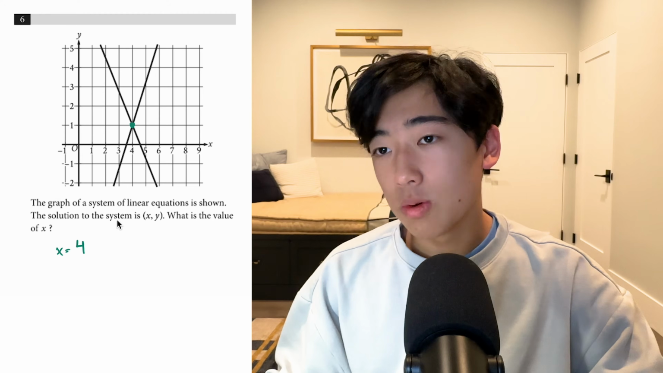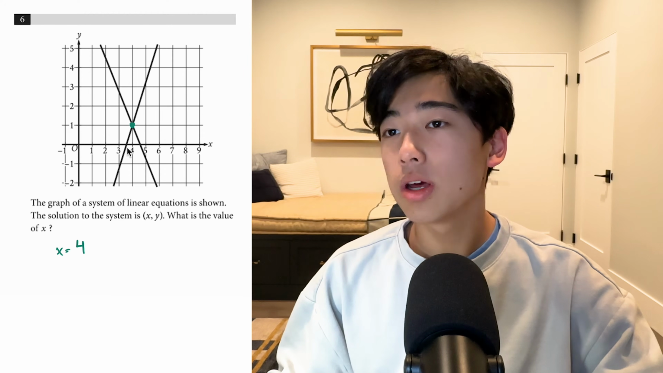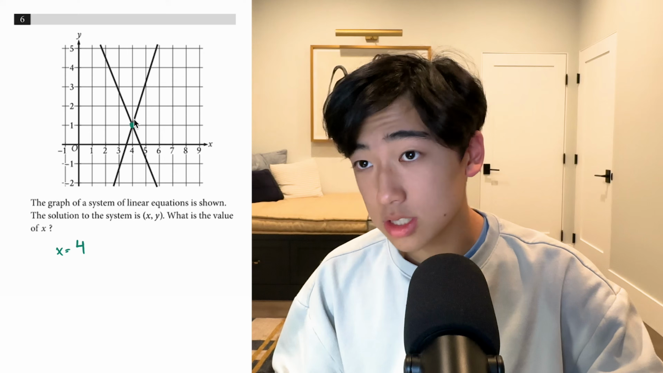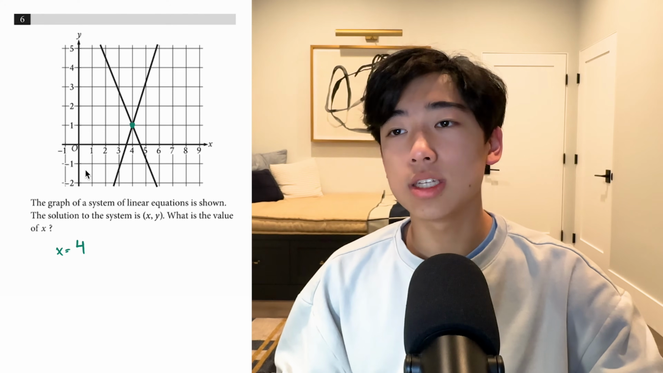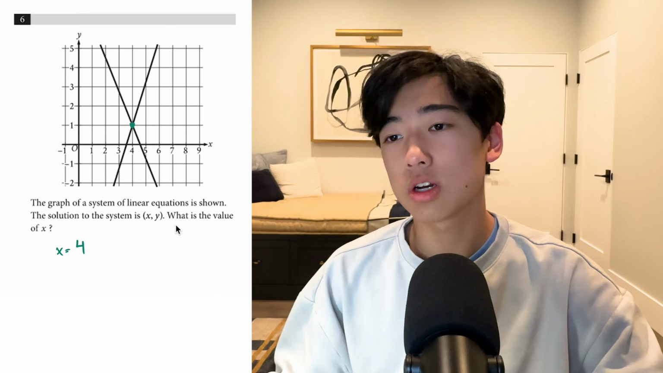Number 6, once again, just like the first two problems, it's a system of equations, but it already has the point for us, or in this case, I made it. You can see it's an easy intersection at x equals 4, which is what it's specifically looking for.